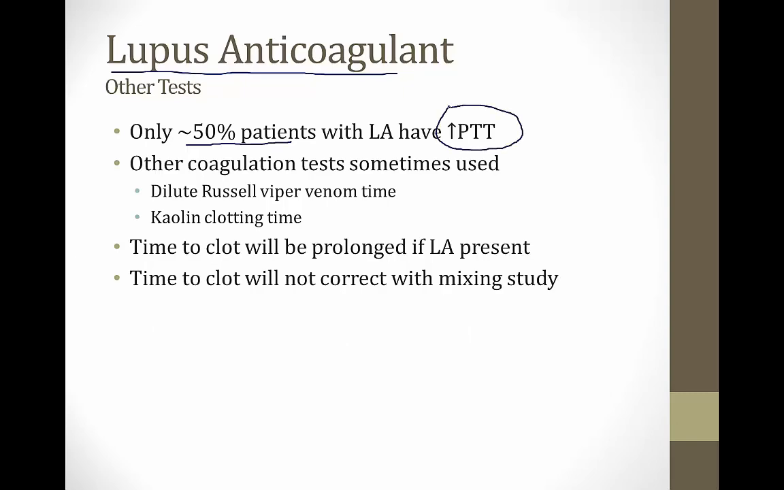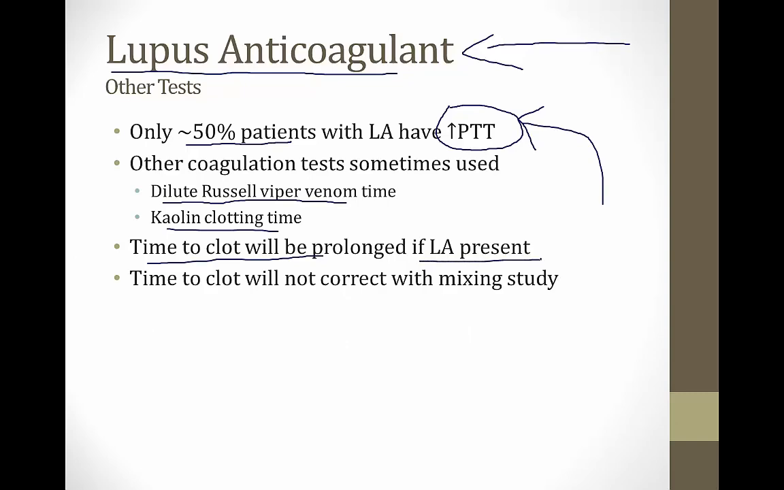So if you strongly suspect that they have a lupus anticoagulant, then sometimes other tests are used. These go by funny names like the dilute Russell viper venom test, where venom from a snake is added to a blood sample to make the blood clot. Another one is called the kaolin clotting time. These are both alternatives to the PTT test. They are substances that are added to make the blood clot, and the time to clot will be prolonged if the patient has a lupus anticoagulant present. And you can also confirm this with a mixing study. The time to clot will not correct with a mixing study.